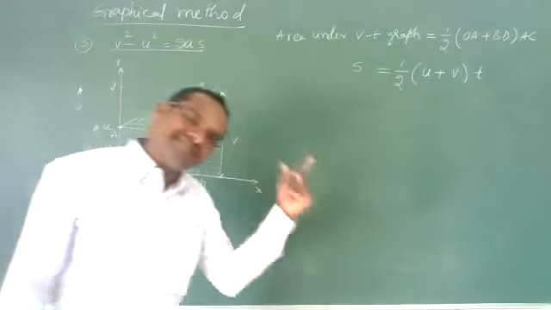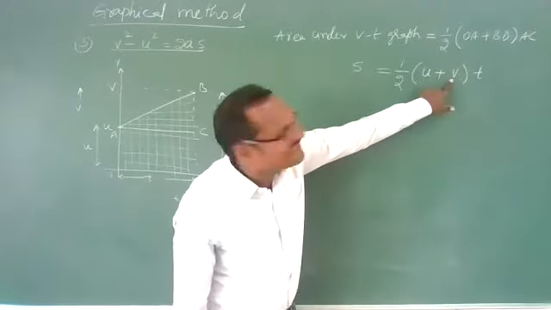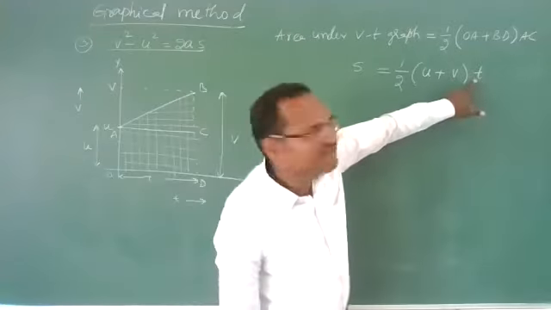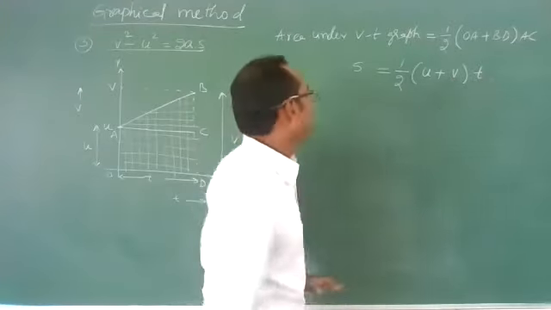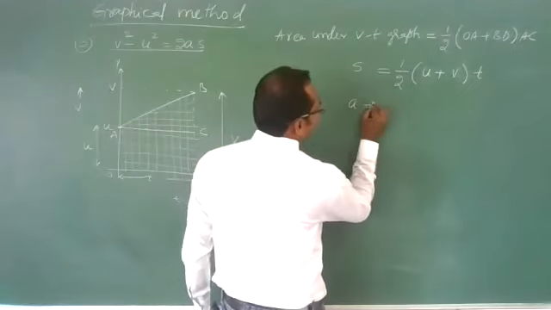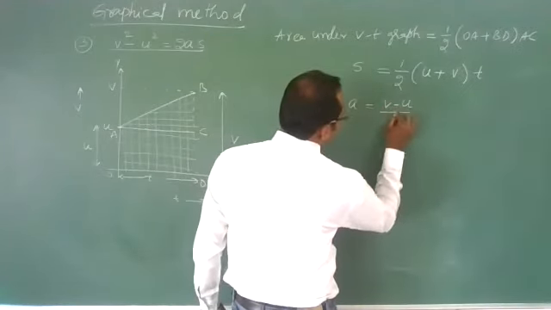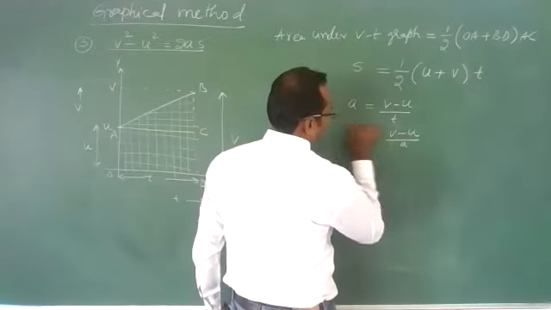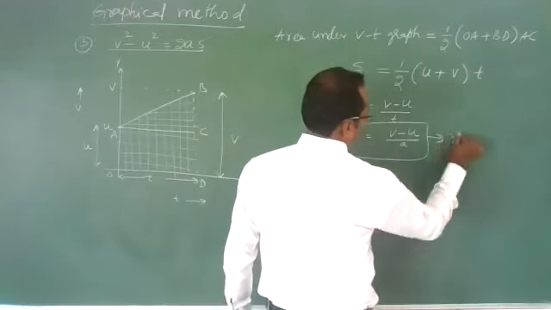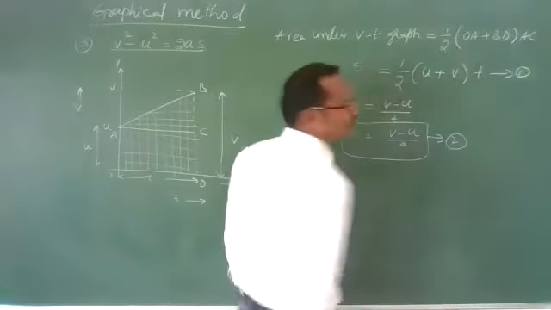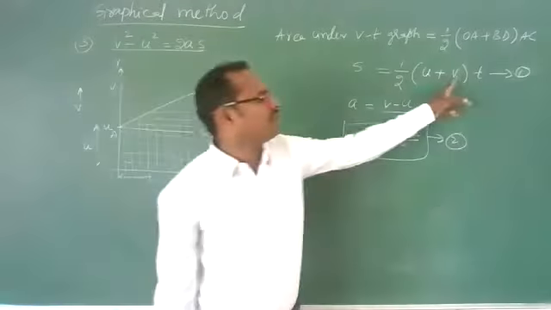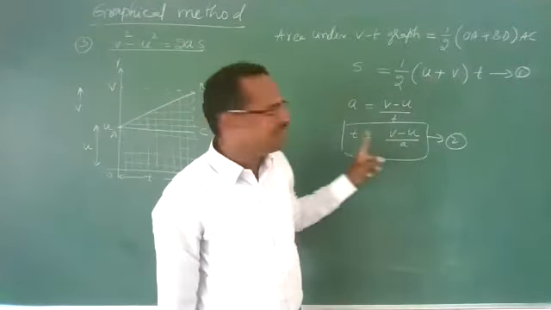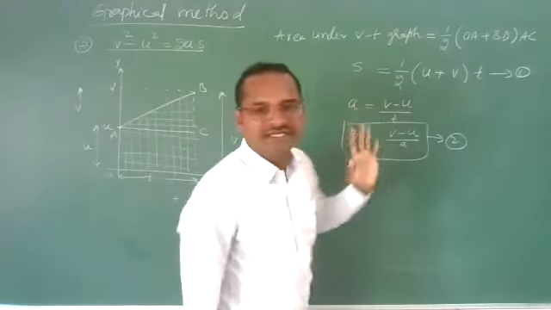Now in the previous derivation, I replaced this V with U plus AT. Now what I am doing is, in the place of T, I substitute. You know that acceleration is V minus U by T. Now what is T? T will be V minus U by A. Take this as equation number 2, and the earlier one as equation number 1. In equation 1, in the place of T, you substitute this. You will get the answer.